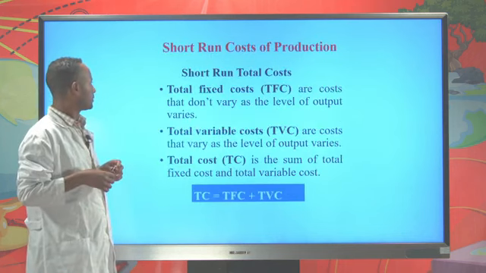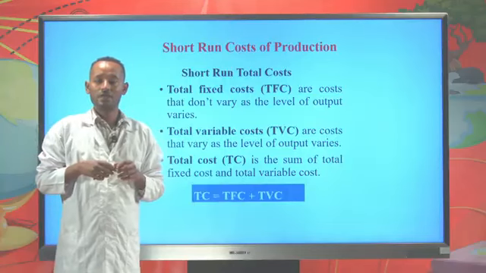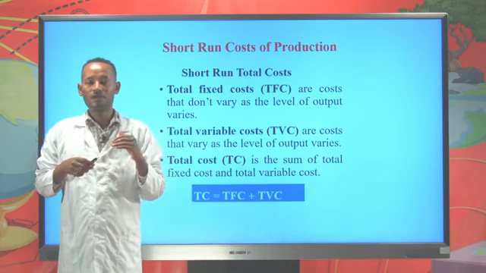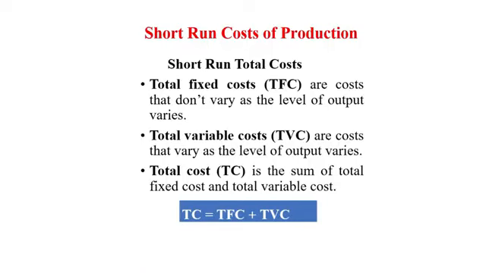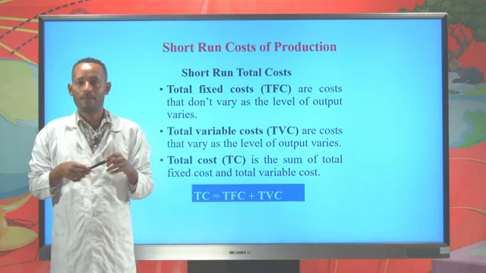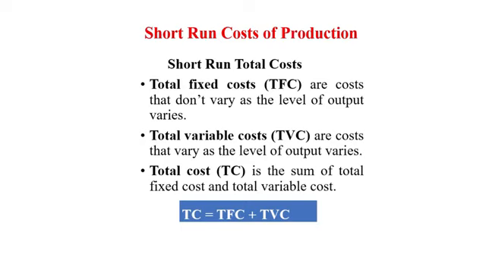Now let's see the short-run total costs, called total fixed cost and total variable cost. The total fixed cost is the cost that does not vary as the level of output varies. That means even though there is an increase or decrease in the output produced, if there is no change in the cost of production, that cost is considered fixed cost. These fixed costs are the costs of fixed inputs, such as rent and land. The total variable cost is a cost that directly varies as the level of output varies.